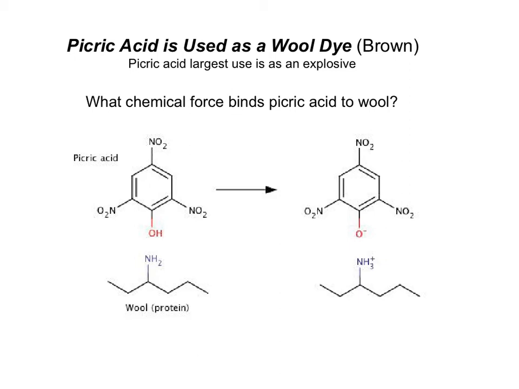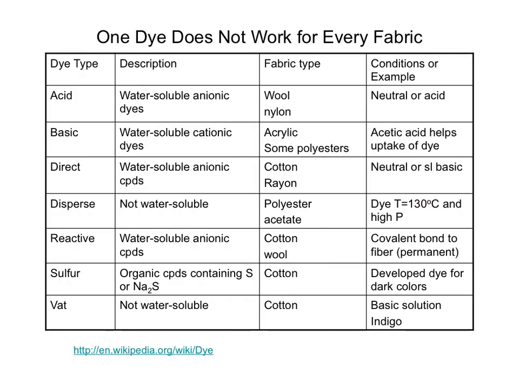Stop the video and identify the chemical force that binds picric acid to wool. And the answer is, a proton is transferred from picric acid to wool in an acid-base reaction. Two ions form, so an ionic bond forms. One dye does not work for every fabric, so this table shows the different dyes used for different fabrics.